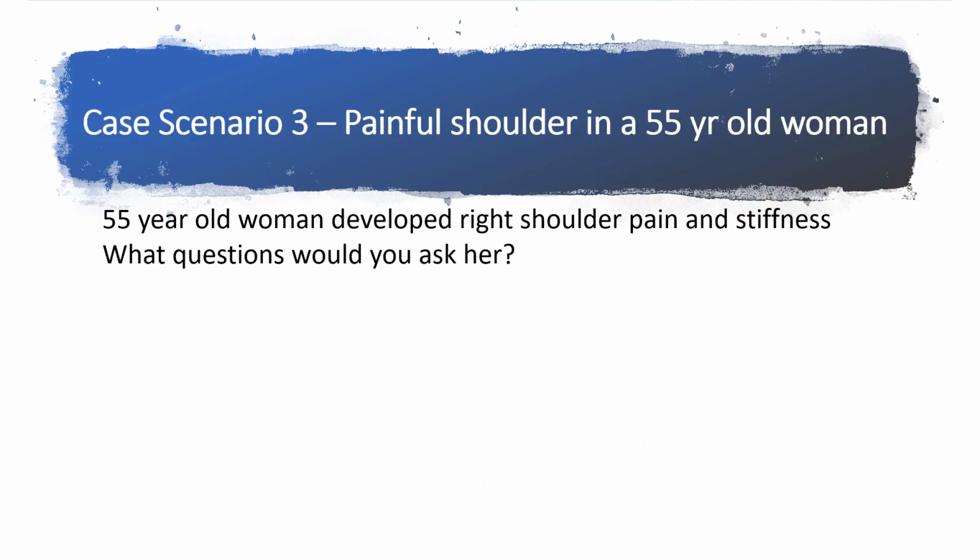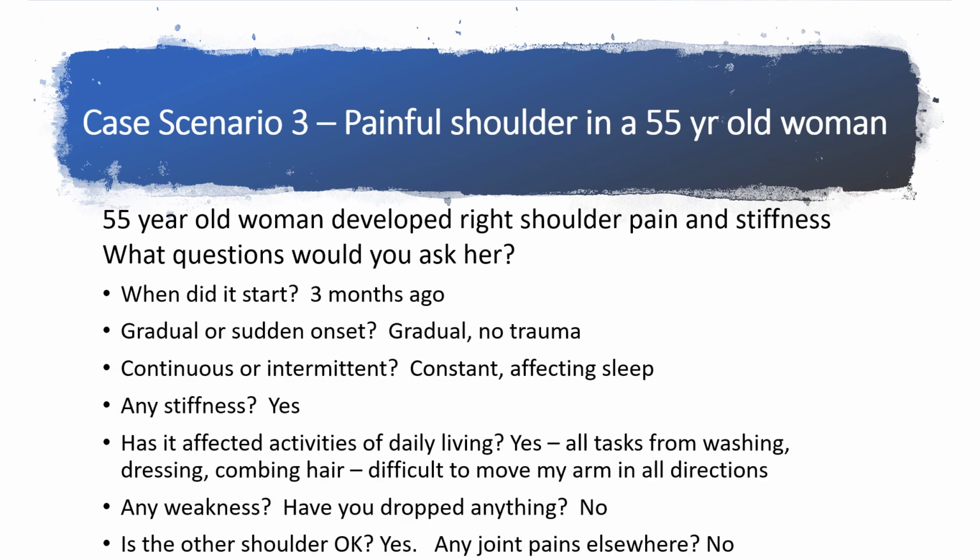So now we're going to look at another case, a case of a 55-year-old woman who has a painful shoulder. She has developed right shoulder pain and stiffness. What other questions would you ask her? Again, like with any symptom, it's always worth knowing, when did it start, how long has this been a problem? It started about 3 months ago. It's gradual onset, there's no trauma, it's constant, it doesn't go away, particularly affecting the sleep. Is there any stiffness with the pain? Yes, there is.